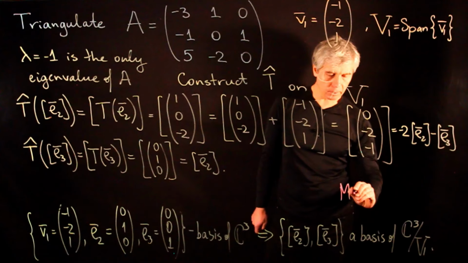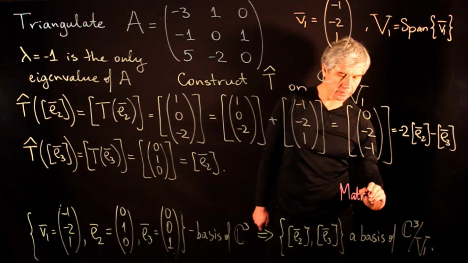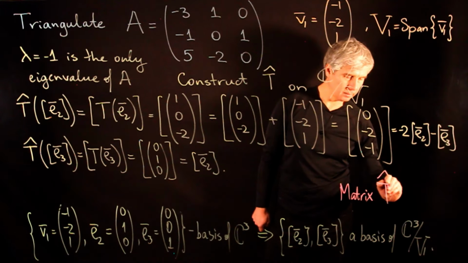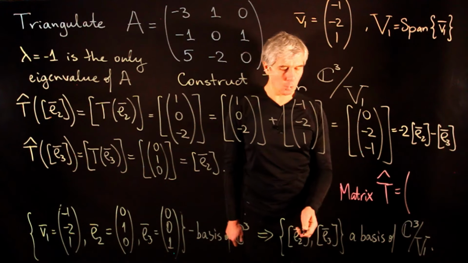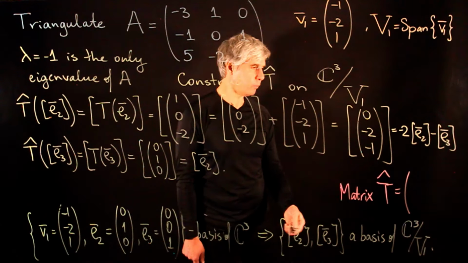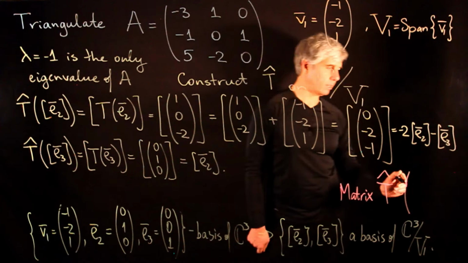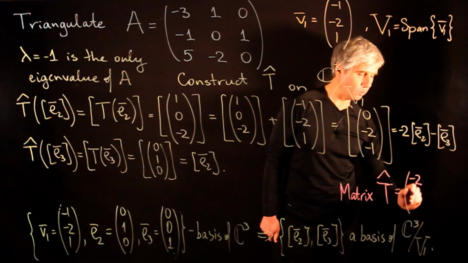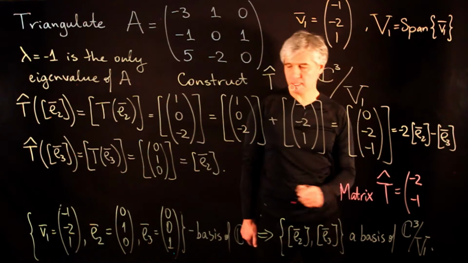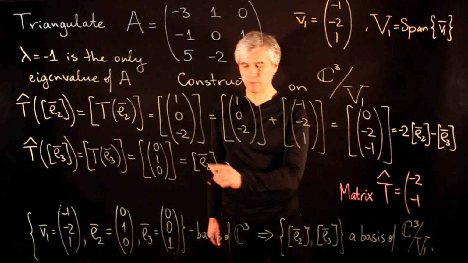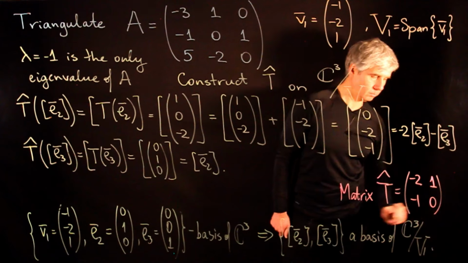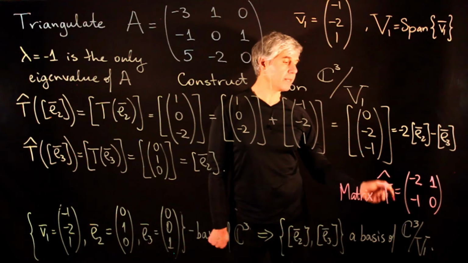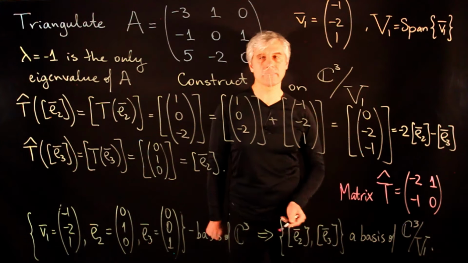So we get the matrix of T hat as the following matrix. Well, the first column is the image of the first basis vector. And here we get -2, -1. And the second column is the image of the second basis vector. So this will be 1, 0. Now we need to triangulate this 2 by 2 matrix.